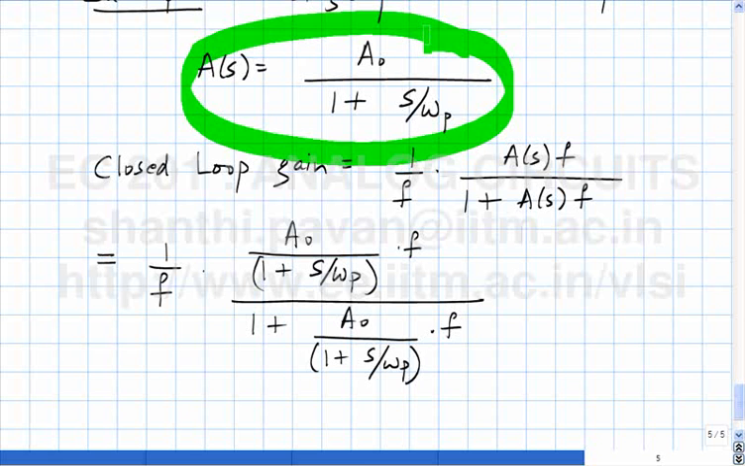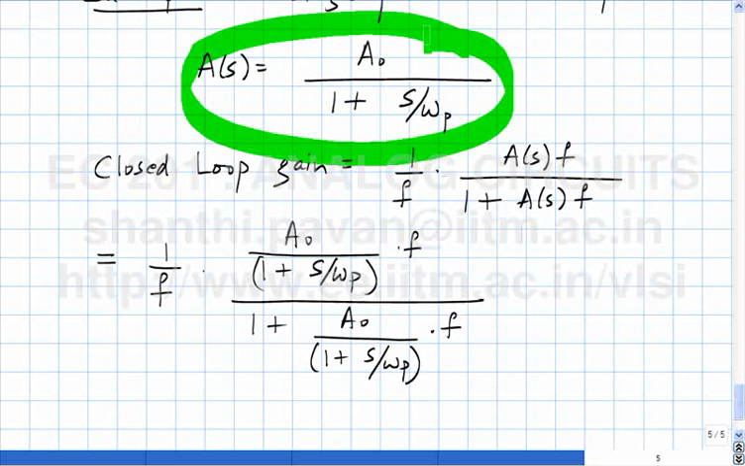So if the gain of the forward amplifier is decreasing, what happens to the closed loop gain? The closed loop gain is of the form 1 over F times AF by 1 plus AF. As A starts to decrease, this quantity AF also starts to decrease. Thereby AF by 1 plus AF, which was close to 1 at DC, will no longer remain close to 1. The closed loop gain, which was almost 1 over F at DC, will no longer remain close to 1 over F, which means that the closed loop gain will also change with frequency.